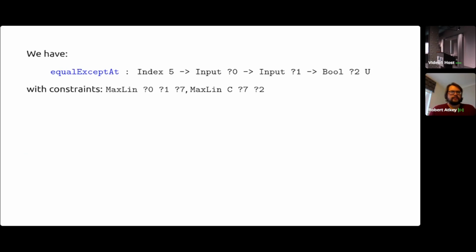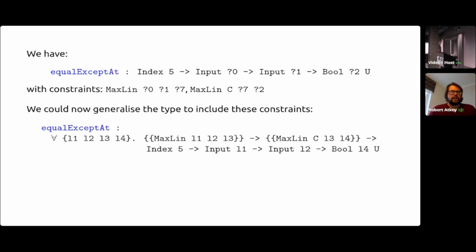Now, with these constraints, what we could do is generalize at this point to give an actual type for equal accept at. So it would quantify over all of the variables involved, put in the two type class constraints, the two max lins, and then put the type variables into the final type. And this would actually work. So this would allow us to do an analysis of the rest of the program using this type as the kind of full specification of this function.